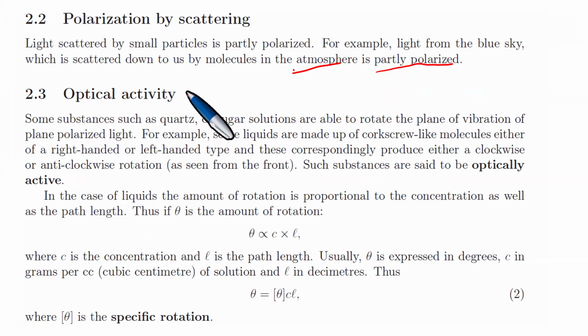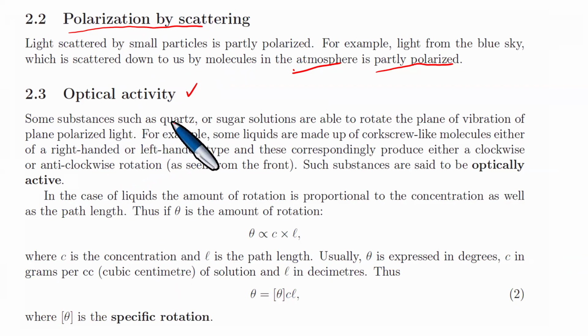Now there's something we call optical activity in 2.3. So we discussed polarization by scattering, where light scattered by small particles is partly polarized when it hits some particles. It's partly polarized. Okay, there's something called optical activity.